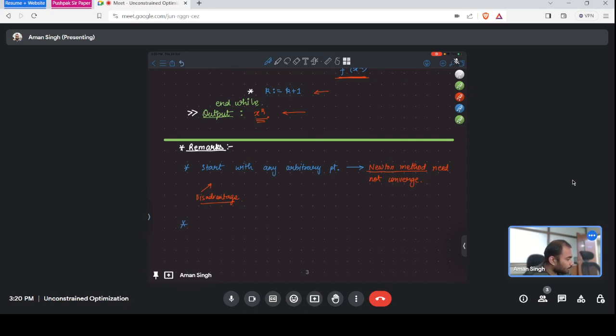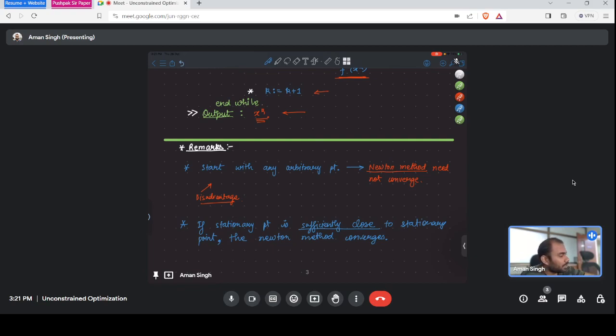The second thing is, if you want it to converge, the initial point has to be sufficiently close to the stationary point, then Newton's method converges. It has to be sufficiently close to the stationary point, only then will it converge. If it is far, it may diverge.